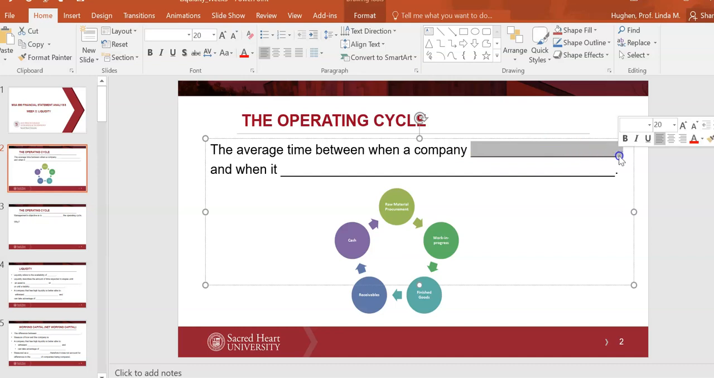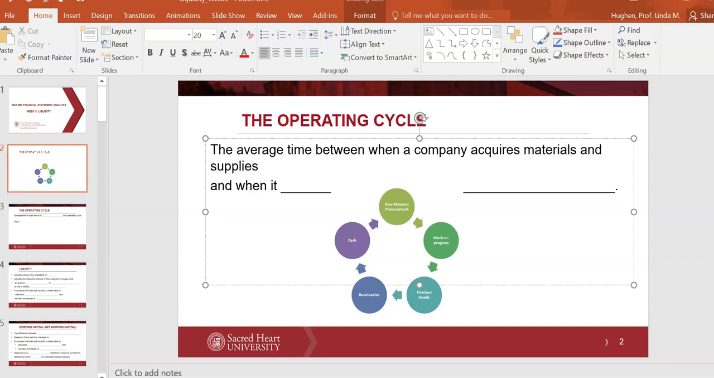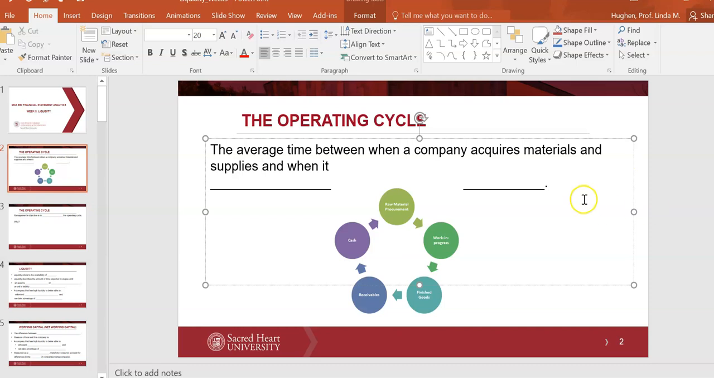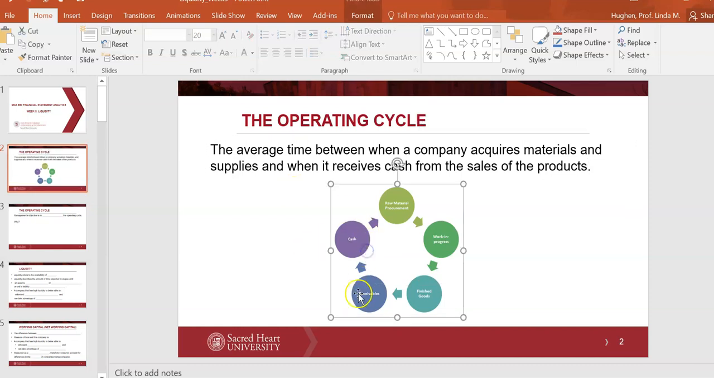The operating cycle is the average time between when a company acquires materials and supplies and when it receives cash from the sale of the products. And here we see a visual of the operating cycle. So the company begins, when it's a brand new company, bringing in the raw materials. Then it converts those raw materials into work in progress and, of course, finished goods inventory.